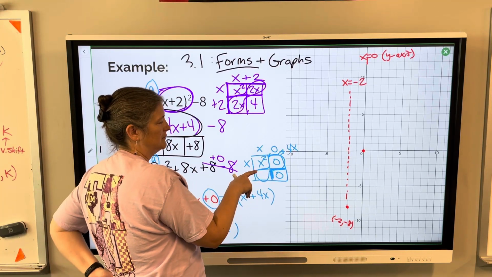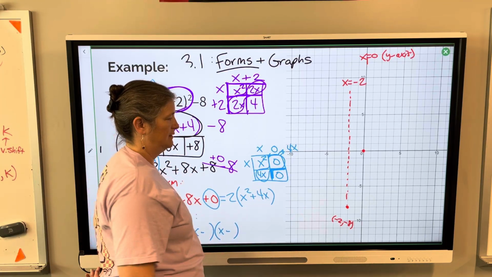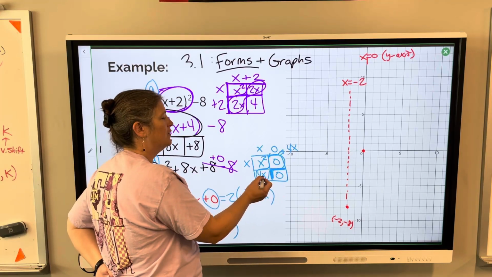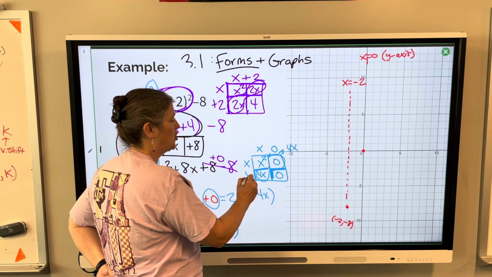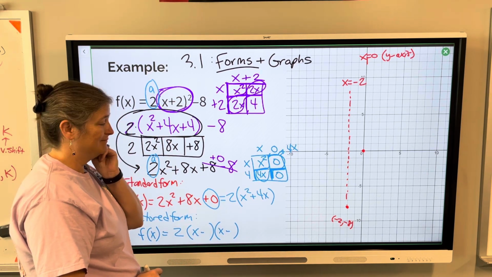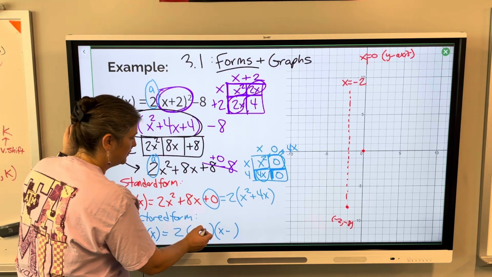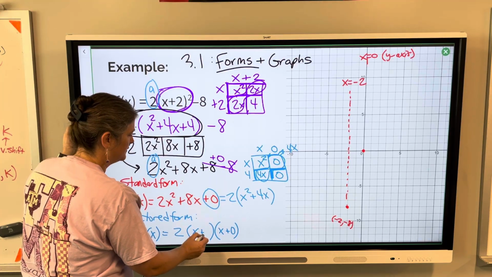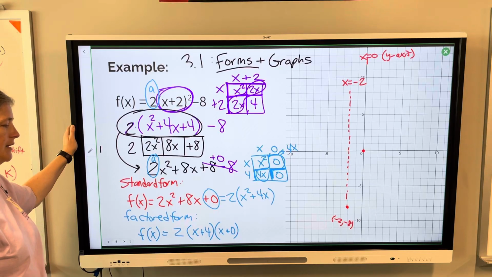Well, then my 4x must go here. I need all 4 x's to be there. Okay, well, if all 4 x's are here, this is x wide, it must be 4 tall. So this is x plus 0 and x plus 4. This is my factored form.